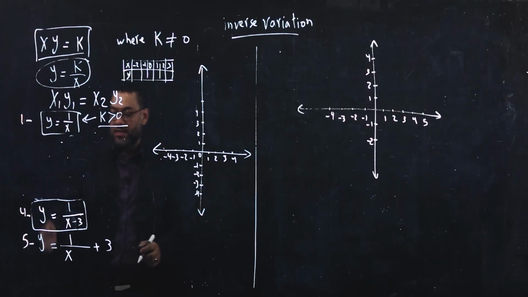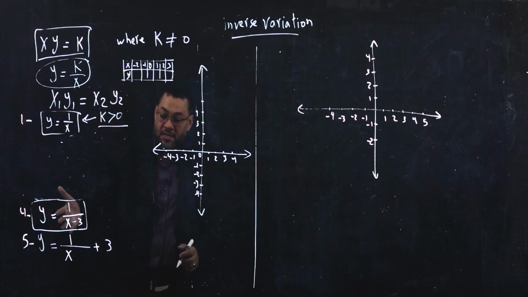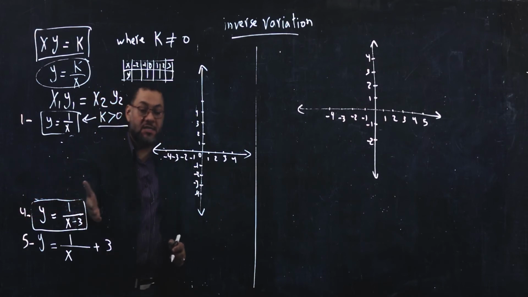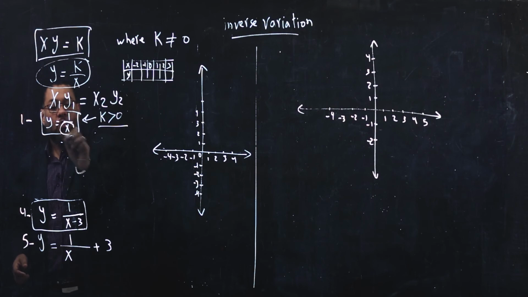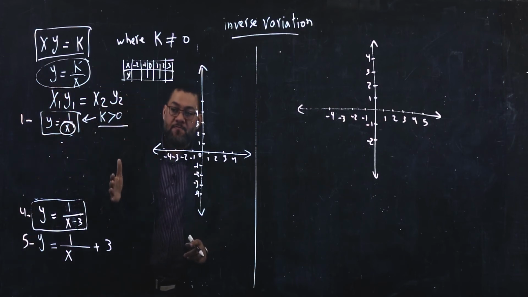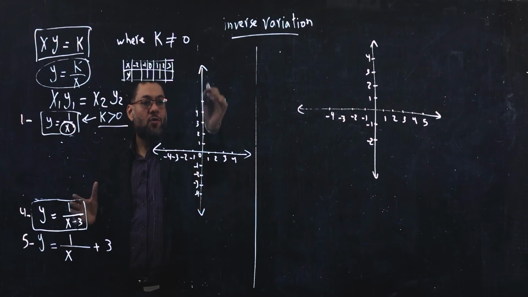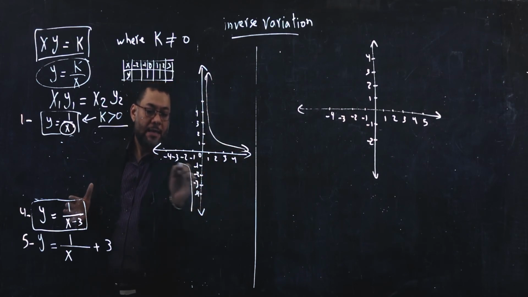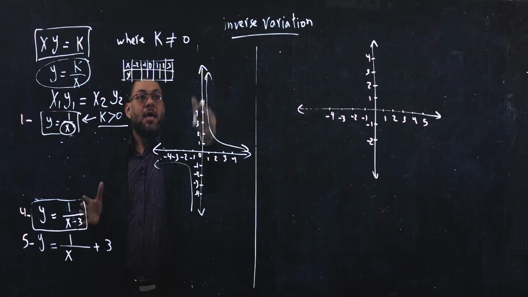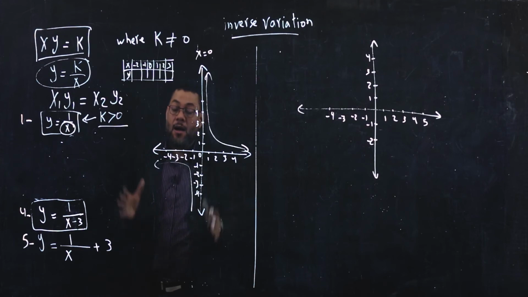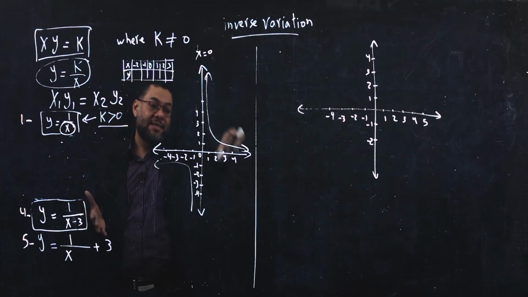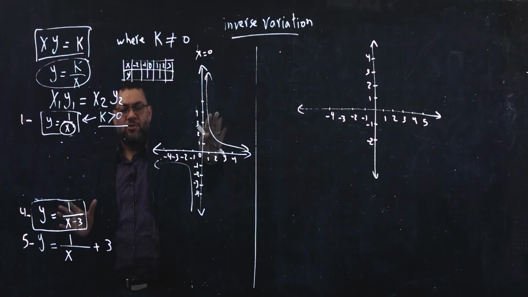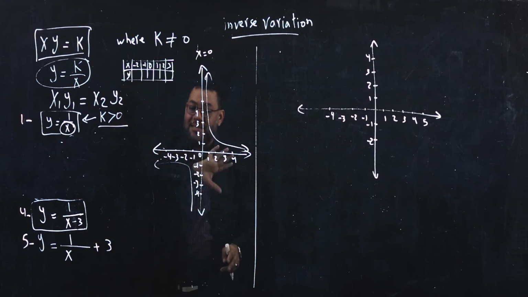Let's proceed with our questions. Question 4, we want to graph this function, y equals 1 over x minus 3. When it was y equals 1 over x, our graph was like this, and it doesn't intersect the y-axis, because x equals 0, the y-axis, is a vertical asymptote. The graph just approaches this vertical asymptote and doesn't intersect it.